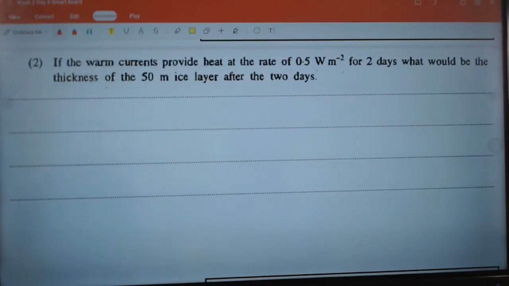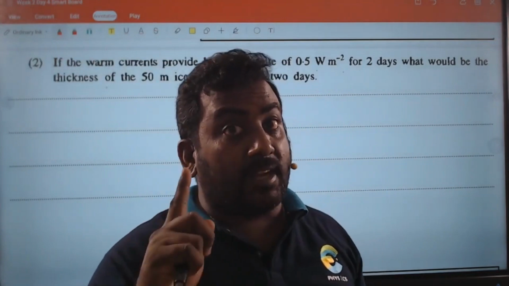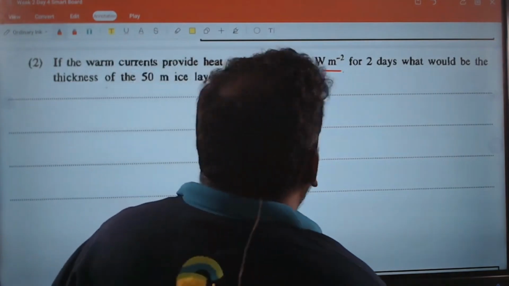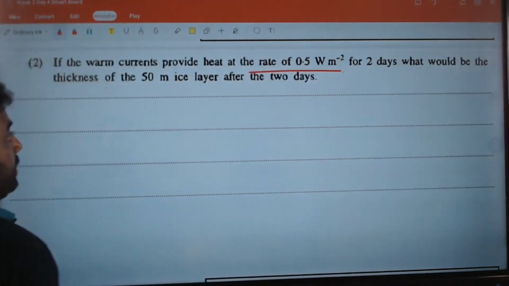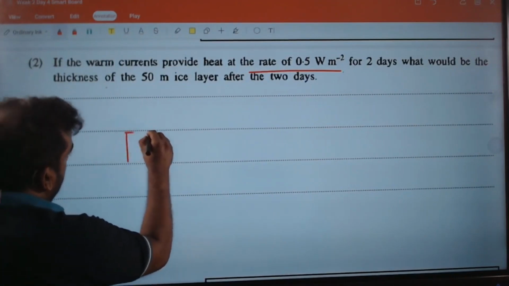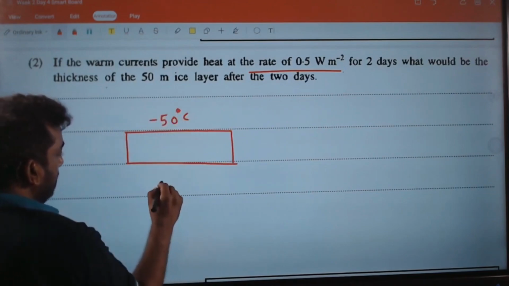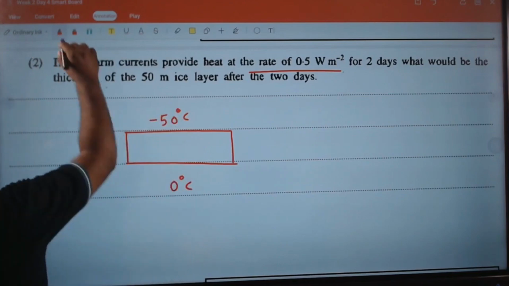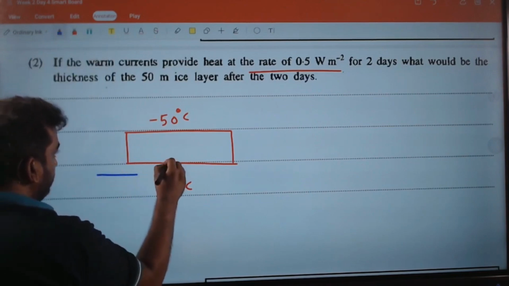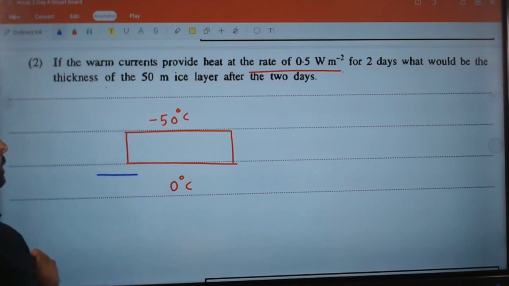If I can supply 2 watt only, ice will not form. But if I am supplying less, what would be the thickness of the ice layer formed after 2 days? Right, now think. Here minus 50 degrees Celsius. Here 0 degrees Celsius. Think carefully. Rate at which heat is supplied here. Rate at which heat is passing through.